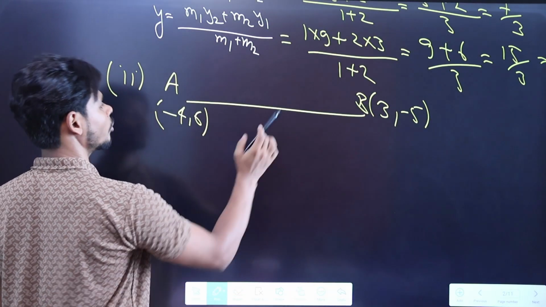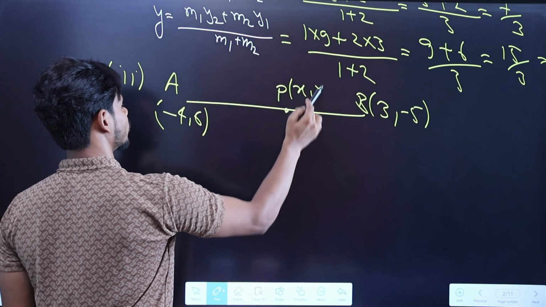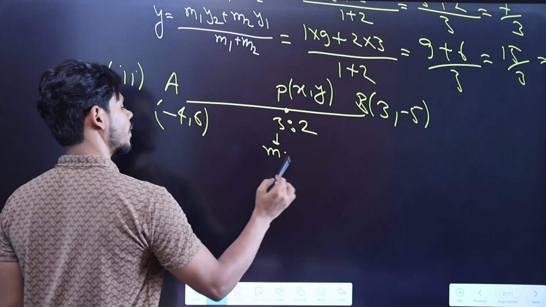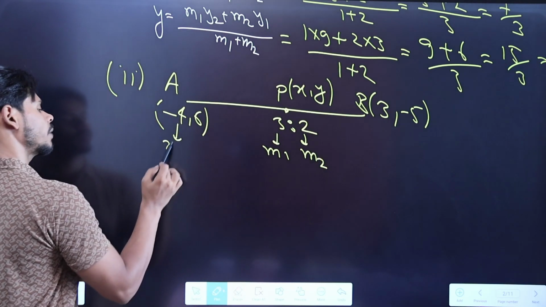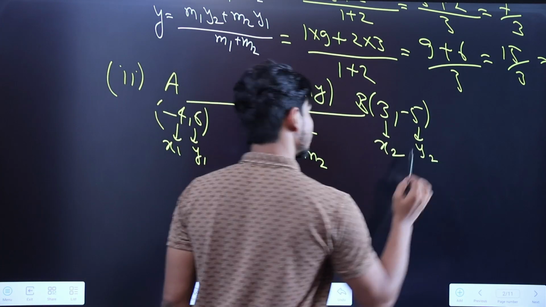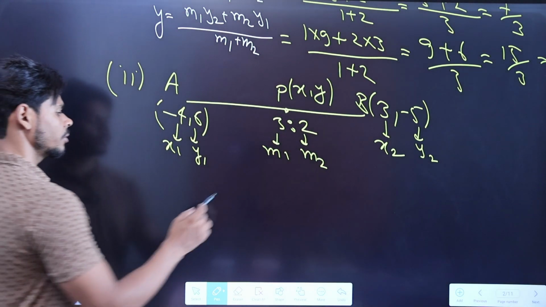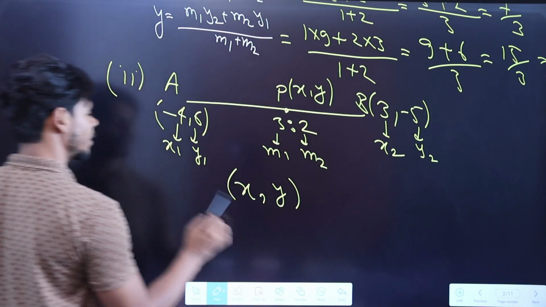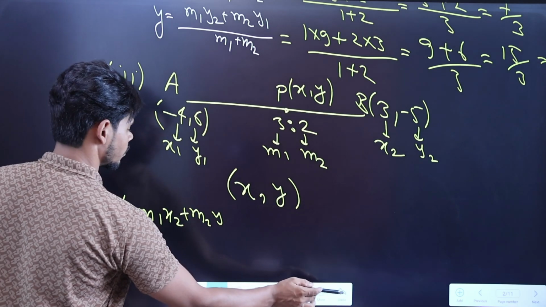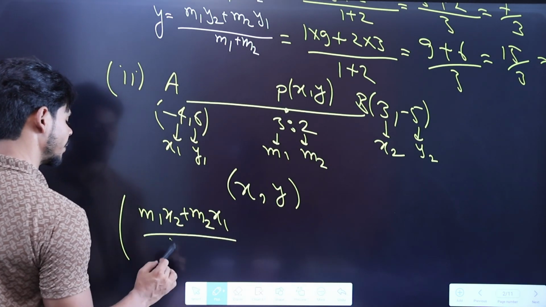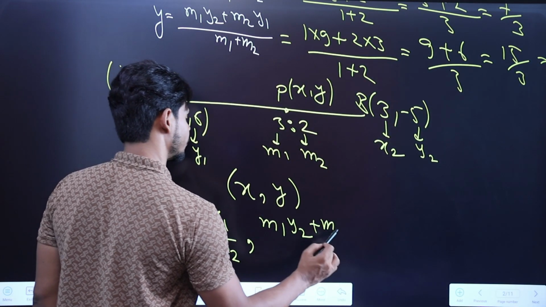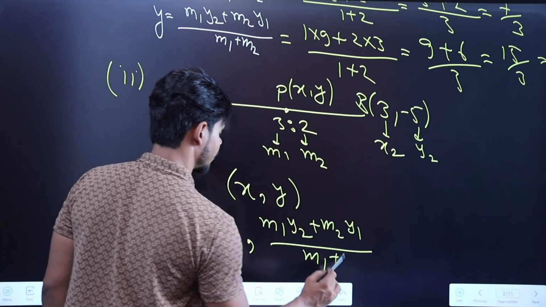So let's say there is a point P over here whose coordinates are x, y, and the ratio is 3:2. So this is your m1 and this is your m2, this is your x1 y1, no doubt, and this is your x2 y2, right? So we already know all the values. Let's substitute. In the last class I also explained that we can write the coordinates directly like x, y, and we can substitute the values over here: m1 x2 plus m2 x1 whole divided by m1 plus m2, right? And for y it will be m1 y2 plus m2 y1 whole divided by m1 plus m2.